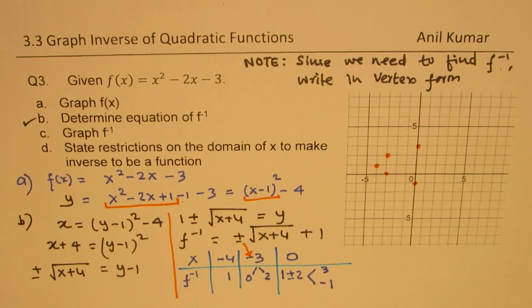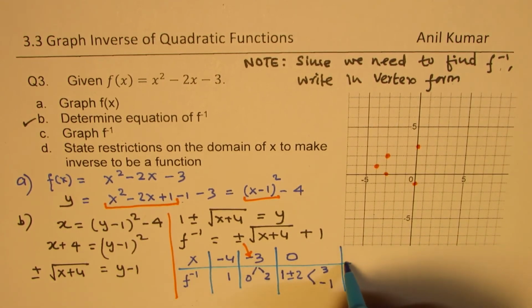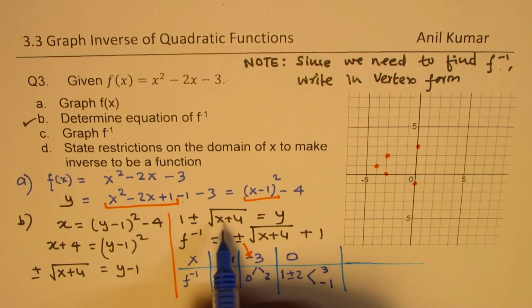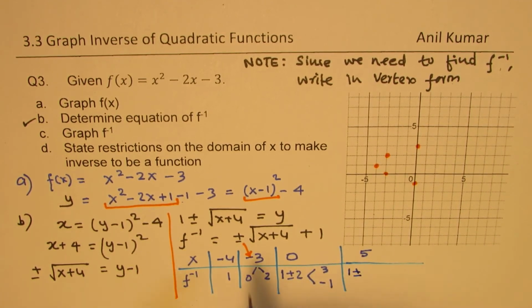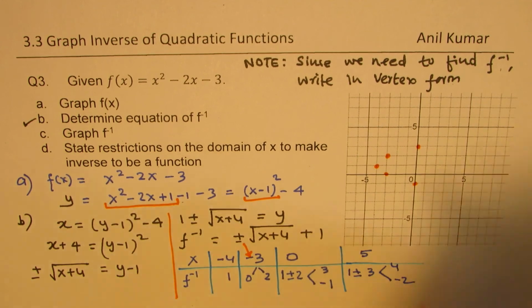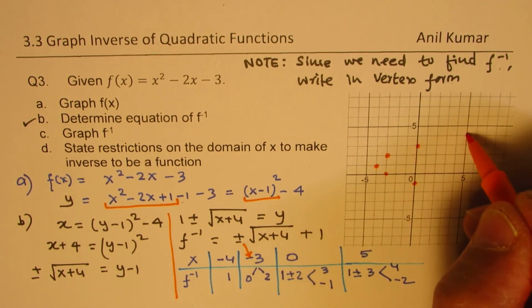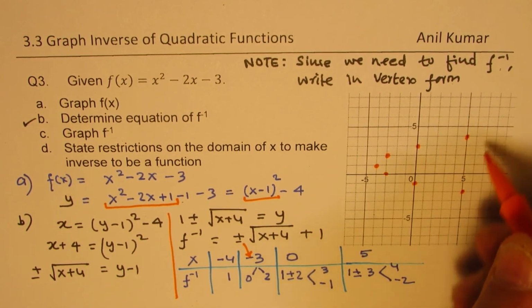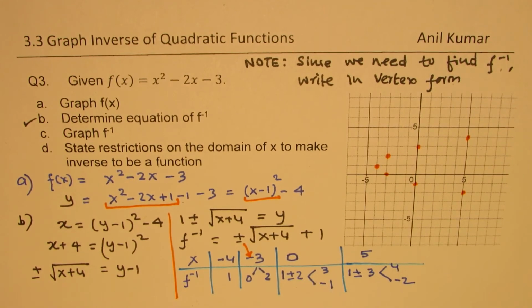Correct? One more value so that this point is absolutely clear, as this has been a confusion for many students. So I'm taking a good point here. I'm taking 5. 5 plus 4 is 9. So what we get here is 1 plus minus square root of 9, which is 3. So that gives you two values. 1 plus 3 is 4. 1 minus 3 is minus 2. So at 5, we are getting 4 or we are getting minus 2. So two values. Does it make sense to you?